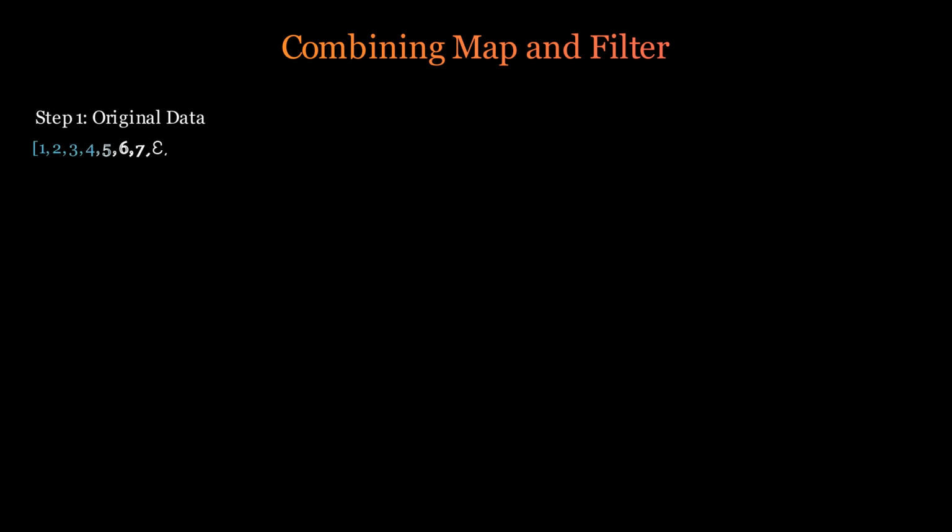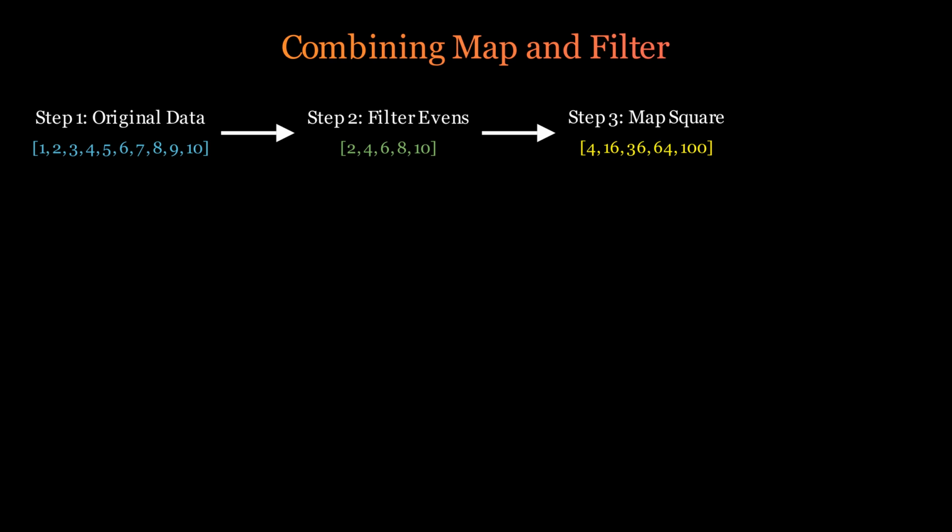Here's a data processing pipeline. We start with numbers 1 through 10. First, we filter to keep only even numbers. Then we map those through a squaring function. This gives us the squares of all even numbers in our original list.